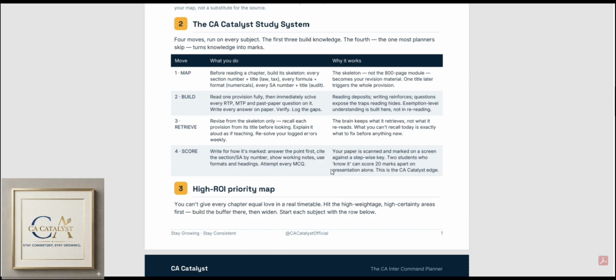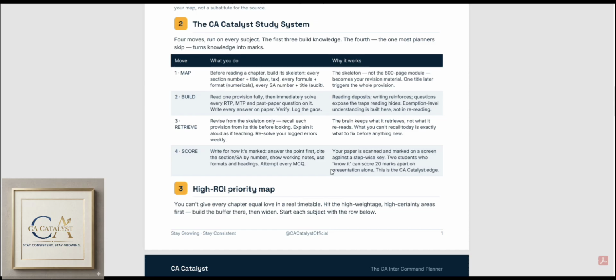Now why this will work is that instead of referring to an 800 page or 1000 page module, this will become your revision material. To make revision material for each subject, you should have a map, or you can call it an index, a 1 to 3 page or max 4 page revision sheet where you will write all of these things, and you can revise it in a matter of 40-45 minutes.